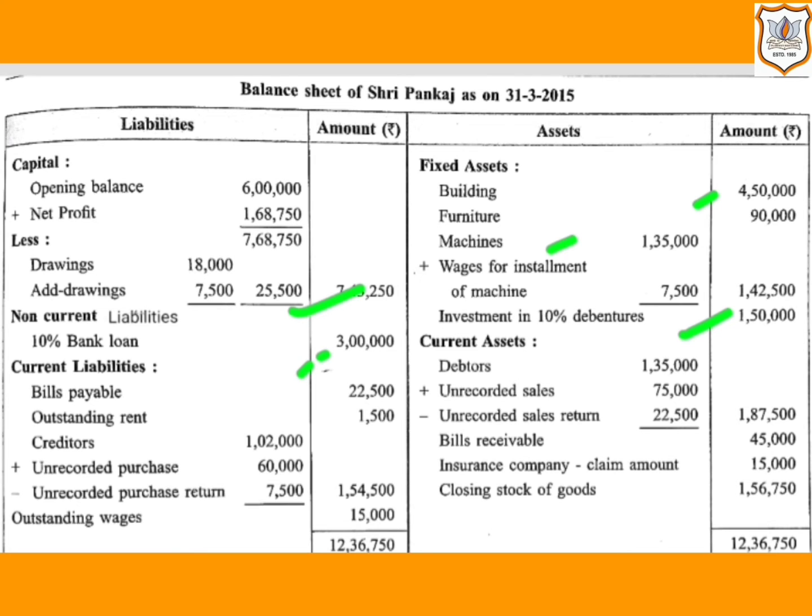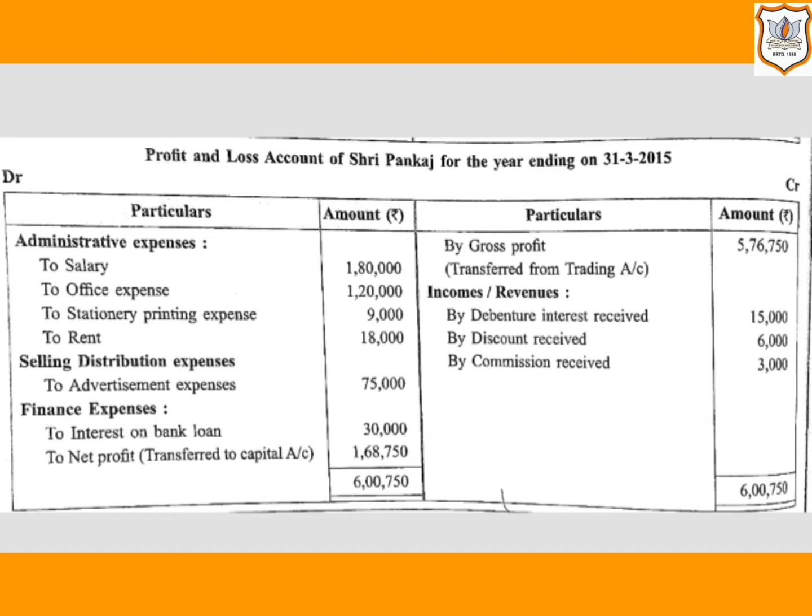Here bank loan interest, we will show it on the debit side of the profit and loss account, as it is an indirect expense and it is a financial item, so we will show it under the heading financial expense. So here it is interest on bank loan, amount is rupees 30,000.